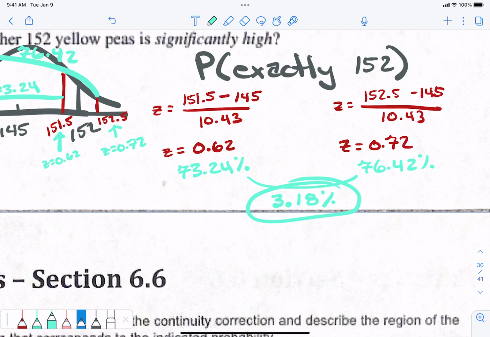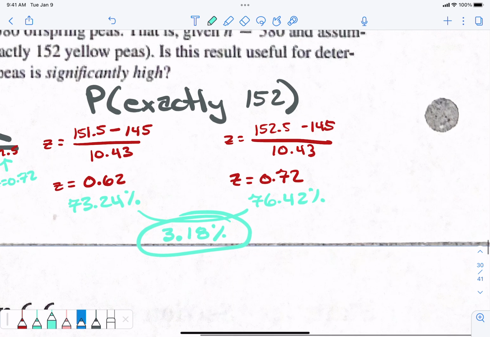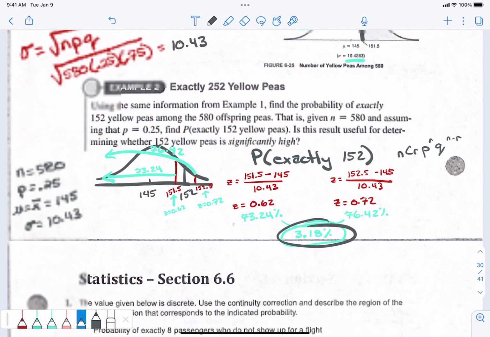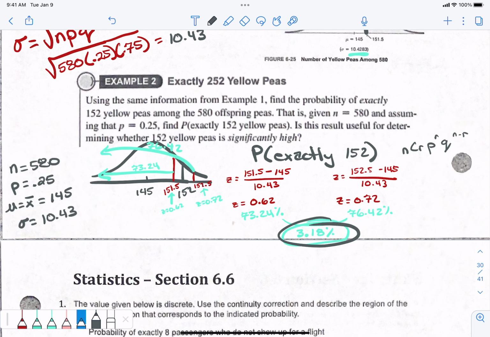Got it? Good job. Now, if they would have asked us to do this using the binomial, all we would have done is n, c, r, p to the r, q to the n minus r. So that seems like that would be a lot less complicated than what we just did, right? But we should get something close to 3.18%.